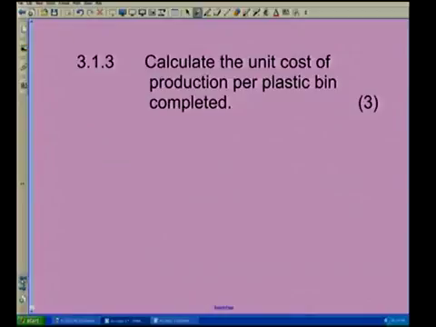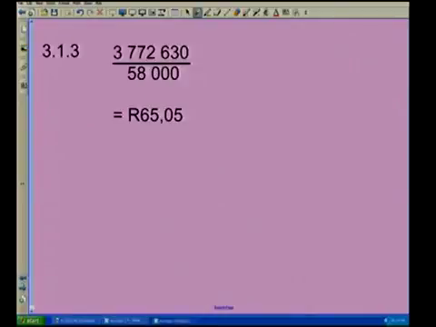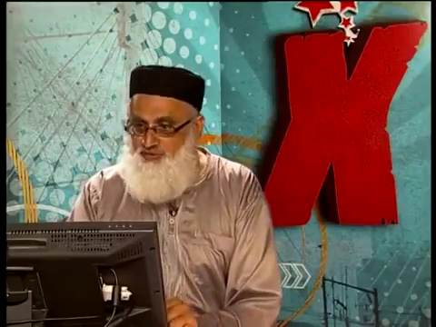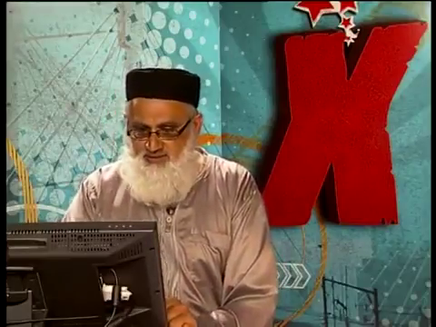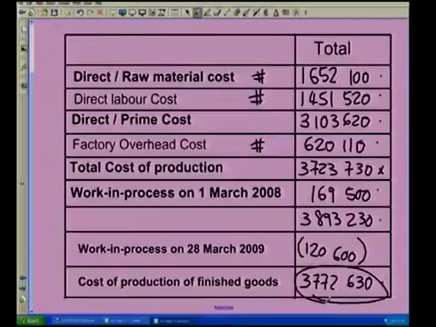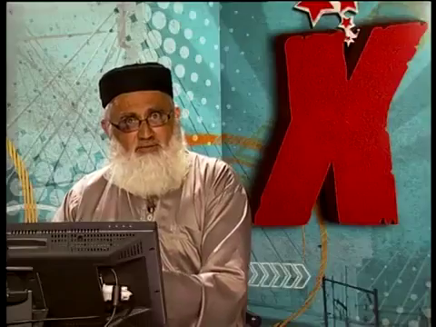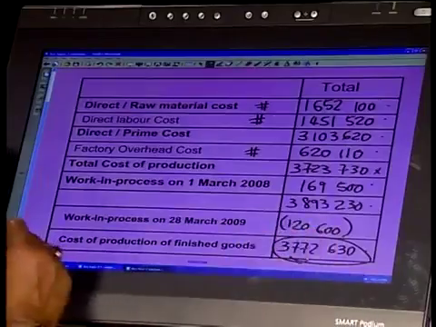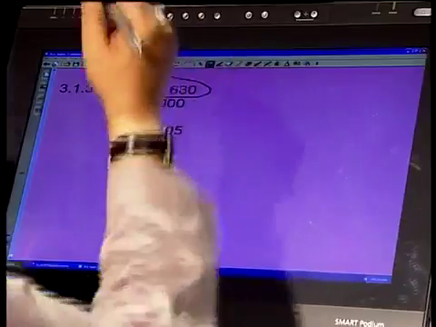What are we supposed to do? The question says, calculate the unit cost of production. If we go into the question, we'll find it there, so you can see it. Calculate the unit cost of production per plastic bin completed, and therefore, you know what we do? We take our total cost of production, which was 3,772,630. Once again, this figure you're getting from where? Here it is. There it is, guys.